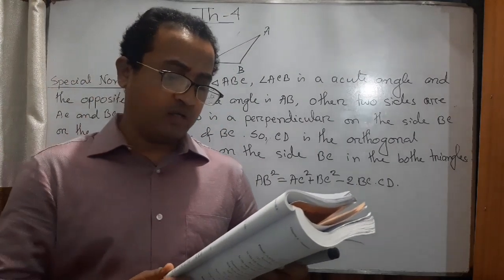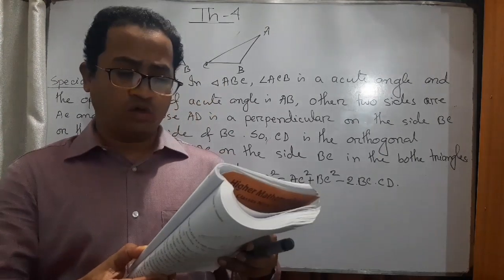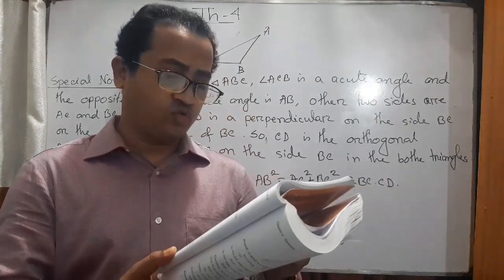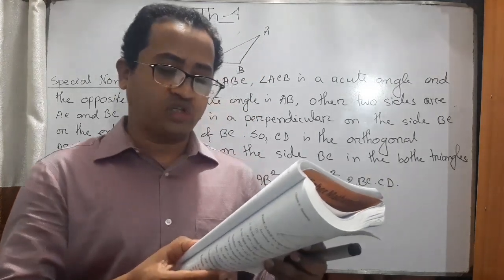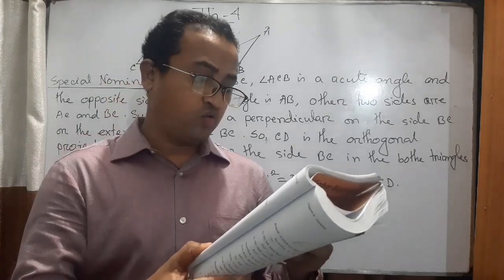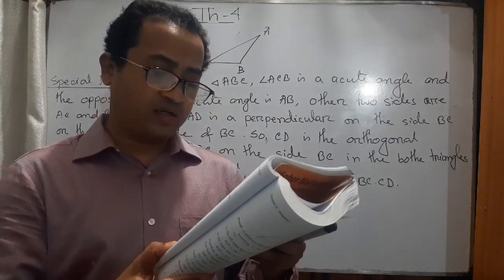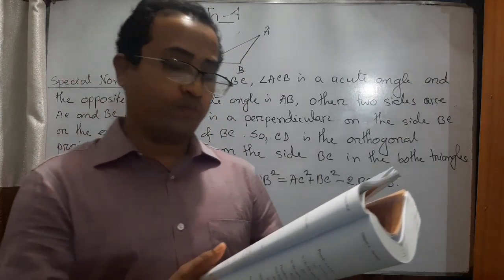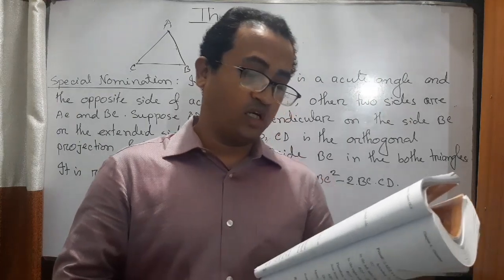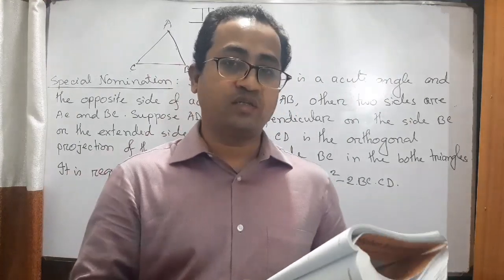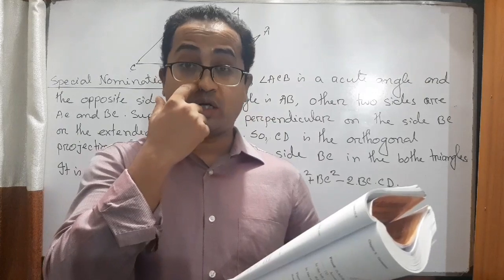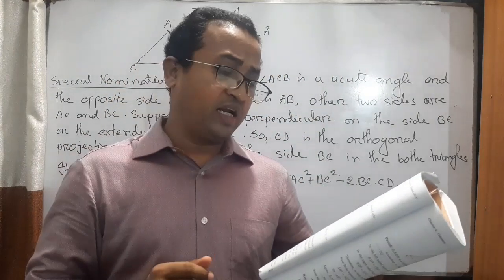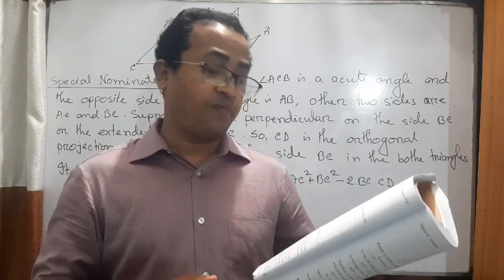In any triangle, the area of the square drawn on the opposite side of an acute angle is equal to the sum of the squares drawn on the other two sides, diminished by twice the area of the rectangle included by any one of the other sides and the orthogonal projection of the other side on that side. Here also the question is too long, so you should understand it part by part. At first, the area of the square drawn on the opposite side of an acute angle.